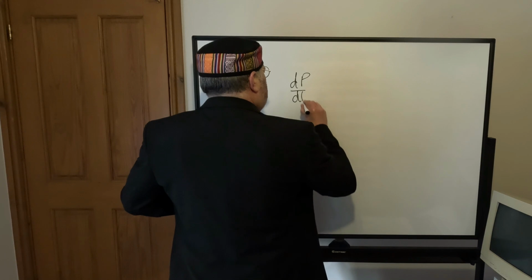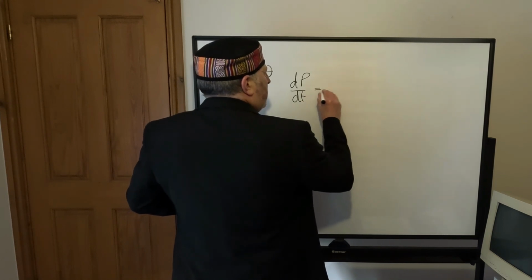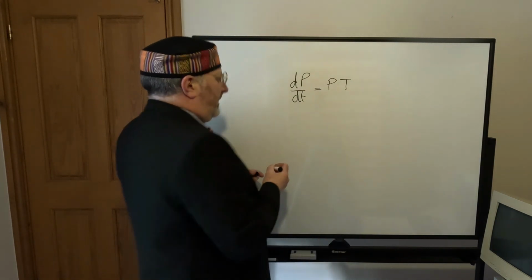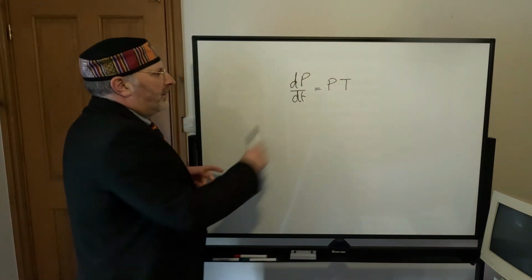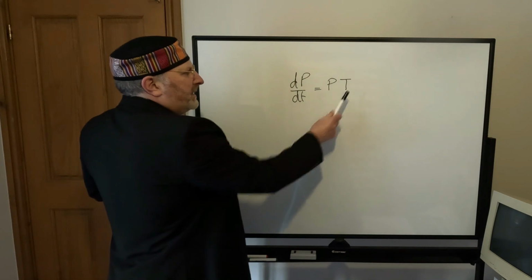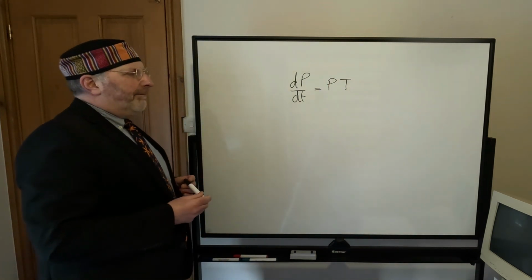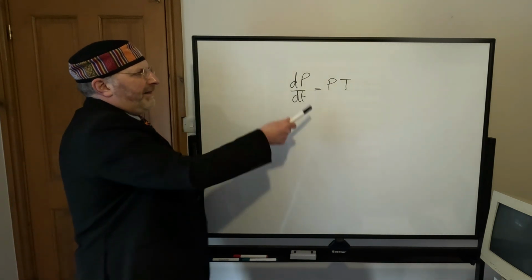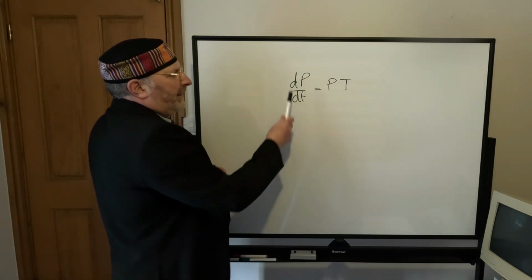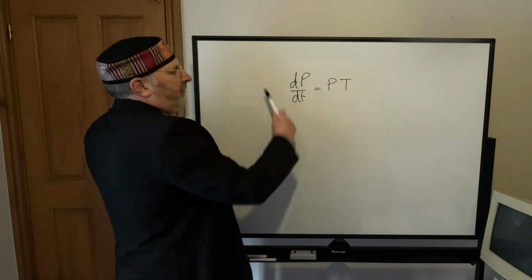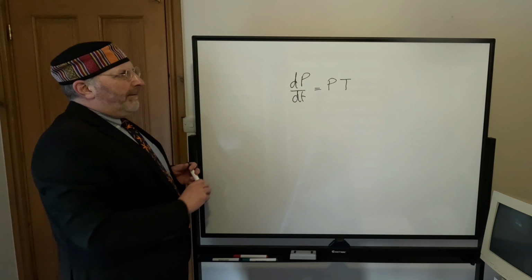dP by dt, as we pronounce it, equals P times T, where P is population, big T is technology, and little t is time. Now, to be fair, they had a slightly different version of it using N instead of P, for example, but this is the version we'll be using in this course.